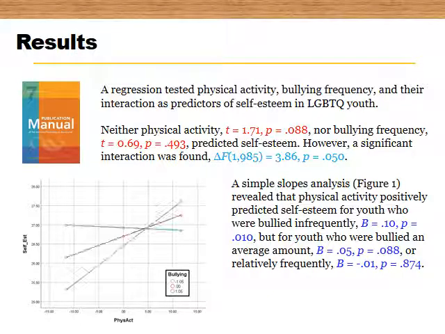Again, here we have our simple slopes graph. Our blue line shows us the relationship for children who experience little bullying. Red line is average bullying. Green line is high amounts of bullying. So you can see how the slope of the line changes as children experience more bullying. The relationship between physical activity and self-esteem goes away the more bullying these children experience.